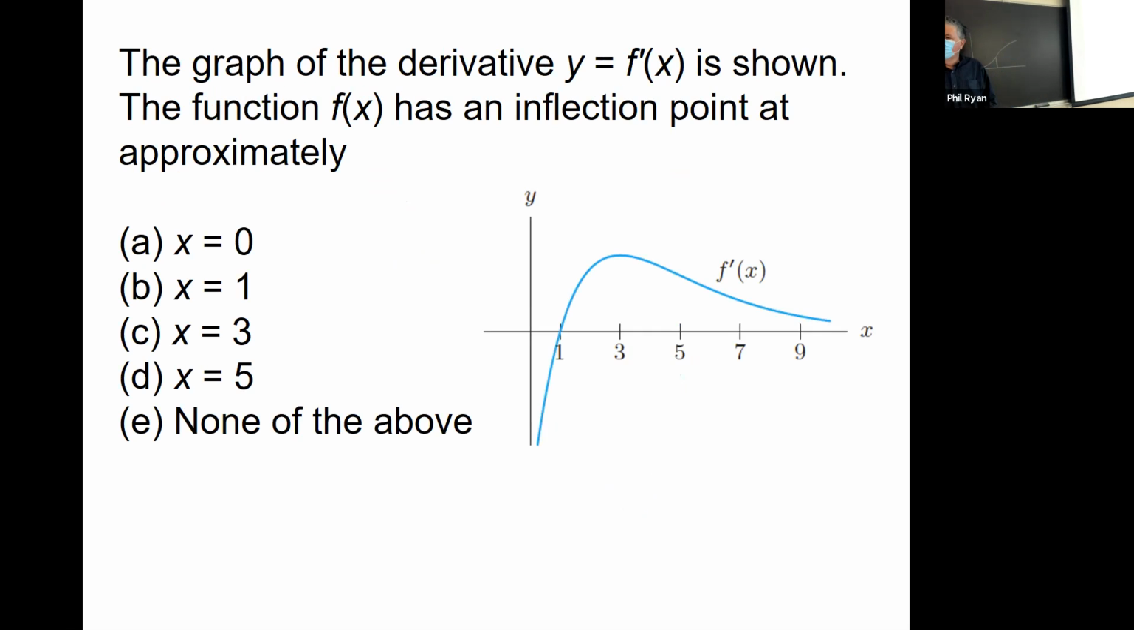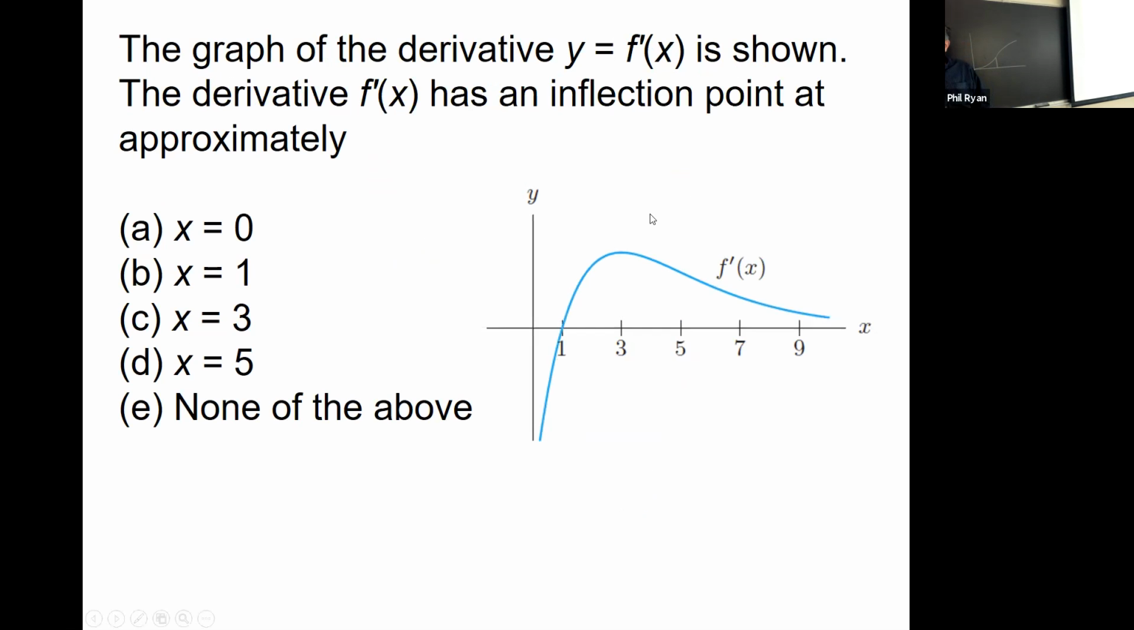So here is a function. Now here we have a graph of the derivative. It's not a graph of the function, and it's not a graph of the second derivative, it's a graph of the first derivative. So how from the graph of the first derivative do we find an inflection point?